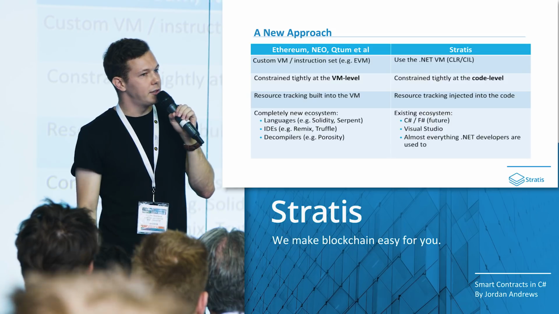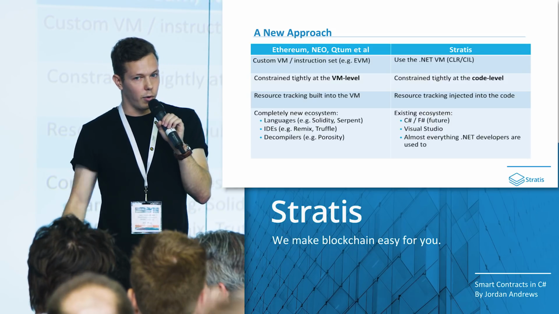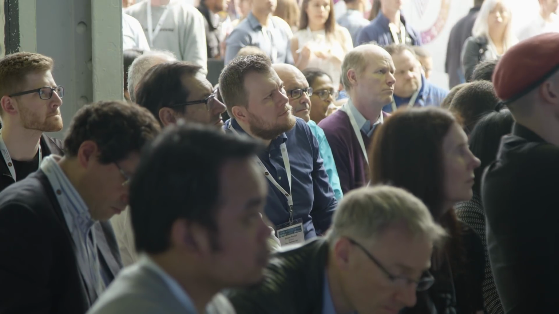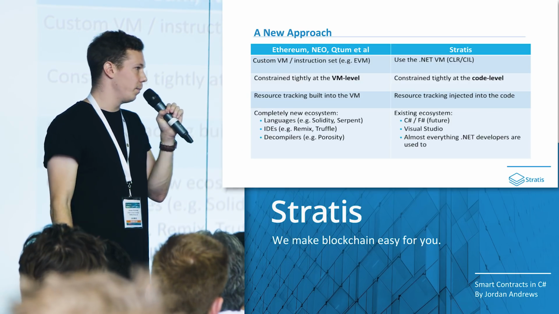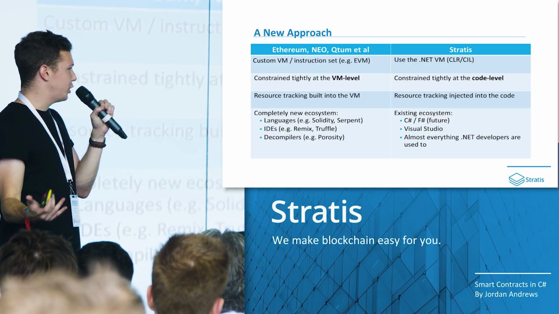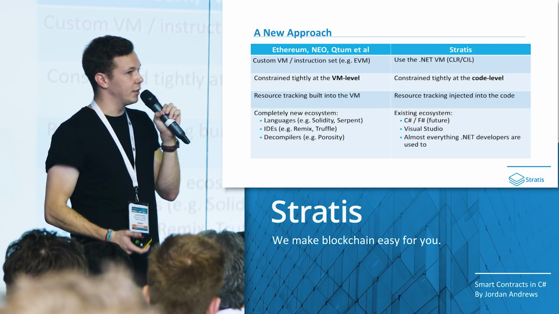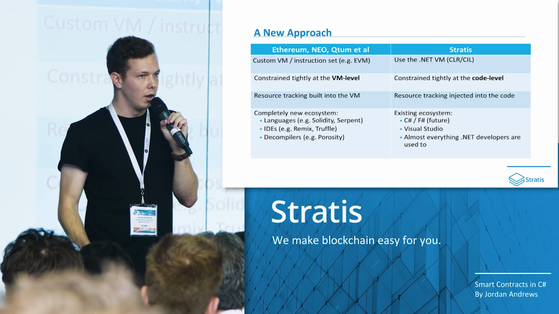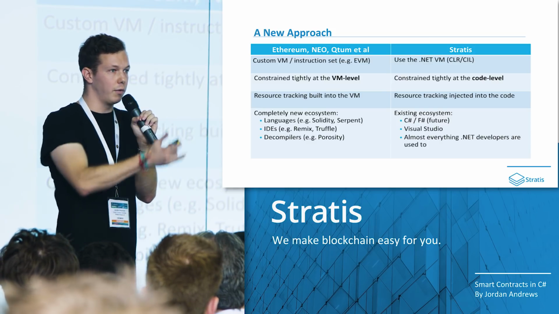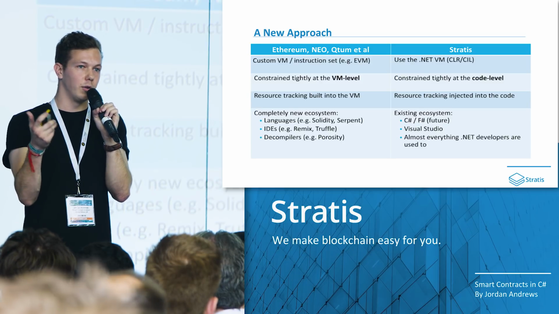So at Stratis, we decided to do something different. We've taken a very different approach. We decided that from the beginning, we would use the .NET virtual machine. This is known as the CLR, or the Common Language Runtime. Obviously, we don't control this machine, so we can't constrain it inherently. What we can do, however, is constrain the user code that runs on it. So it's a different approach, and rather than constraining the virtual machine itself, we constrain the code that runs on it.